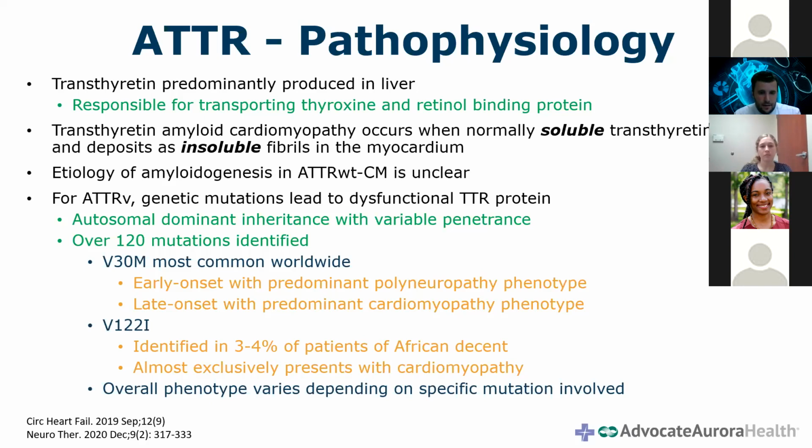Now, the pattern of inheritance is autosomal dominant, and there's a variable and incomplete phenotypic penetrance, again, dependent on the specific mutation involved. There are over 120 mutations that are identified. The most common one worldwide is the V30M mutation, and can either present as polyneuropathy, cardiomyopathy, or both. And then the V122I mutation is identified in 3 to 4% of African Americans, and it does have a variable phenotypic penetrance, but almost always presents with cardiomyopathy.